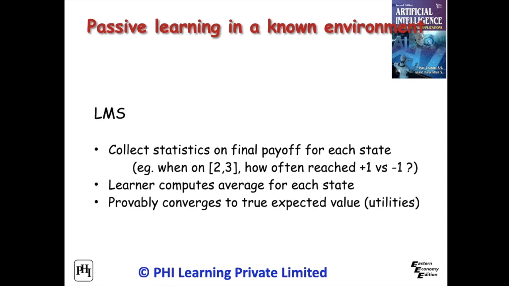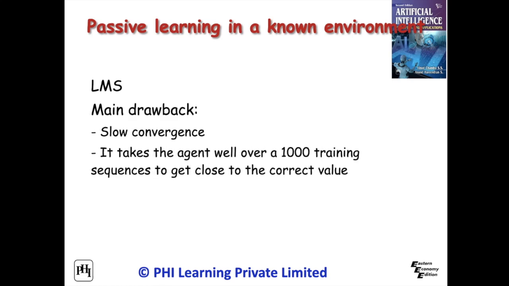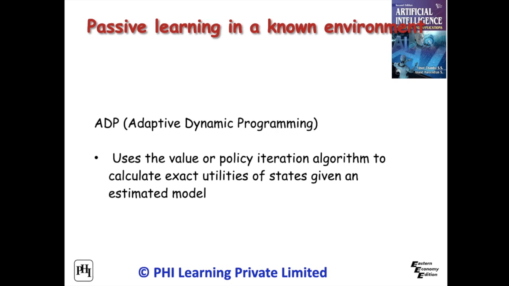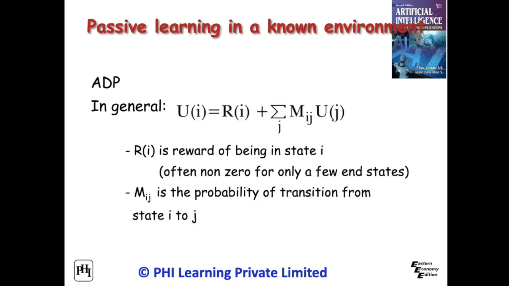Slow convergence and well over 1000 training sequences to get close to the correct value are major disadvantages of least mean squares. Adaptive dynamic programming is a novel approximate optimal control scheme, which has recently become a hot topic in the field of optimal control. As a standard approach in the field of adaptive dynamic programming, a function approximation structure is used to approximate the solution of Hamilton-Jacobi-Bellman equation.